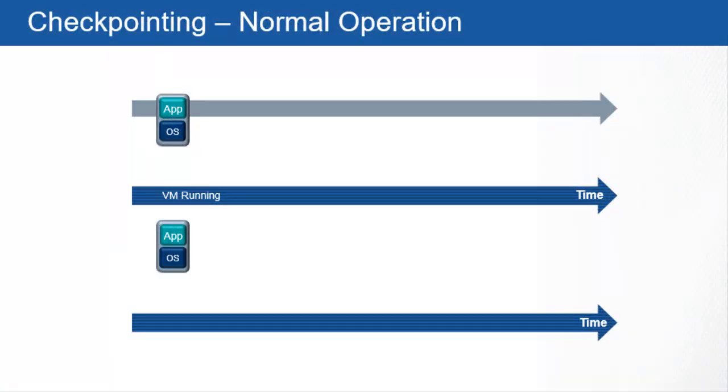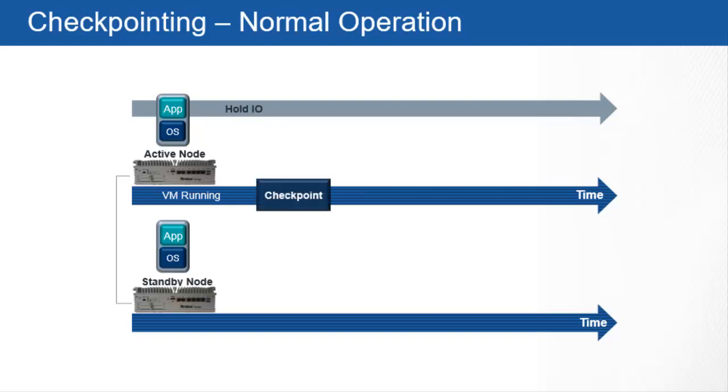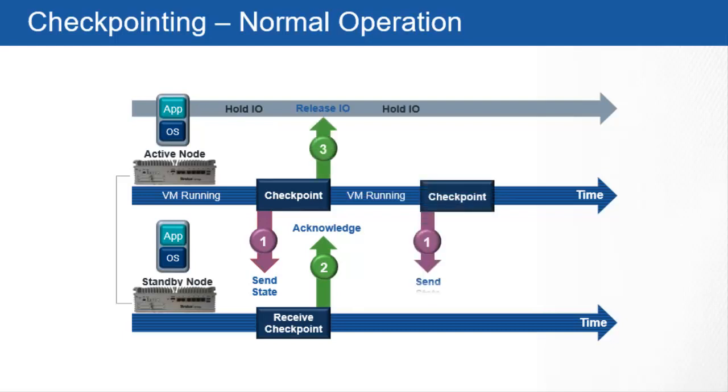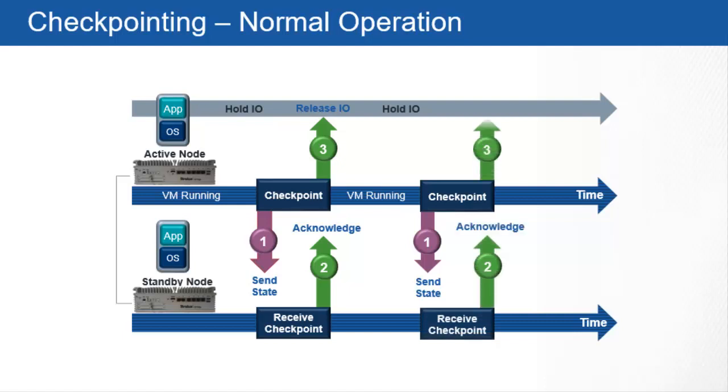In a ztC environment, there will be an active node and a standby node. The active node's VM's I/O is paused for a portion of time to complete each checkpoint cycle. During the checkpoint cycle, the active node sends its state to the standby node. The standby node receives the checkpoint data, and once the checkpoint state is committed on the standby node, it sends an acknowledgement back to the active node, where the checkpoint process releases the held I/O. This checkpointing cycle continues as long as the VM is running.